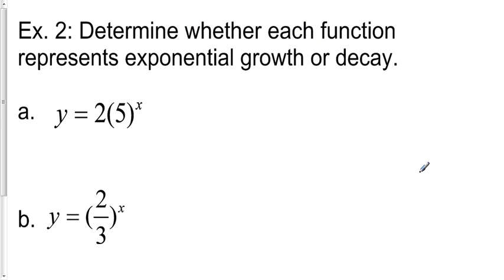Okay, so example 2, we need to determine whether each function represents exponential growth or exponential decay. All you need to do here is look at the base. So in example A, you have 2 times 5 to the power of x. The base here is 5. Because it's bigger than 1, this is an example of exponential growth. And letter B, you've got 2/3 to the power of x. Because the base is a fraction and it's less than 1, you've got exponential decay.